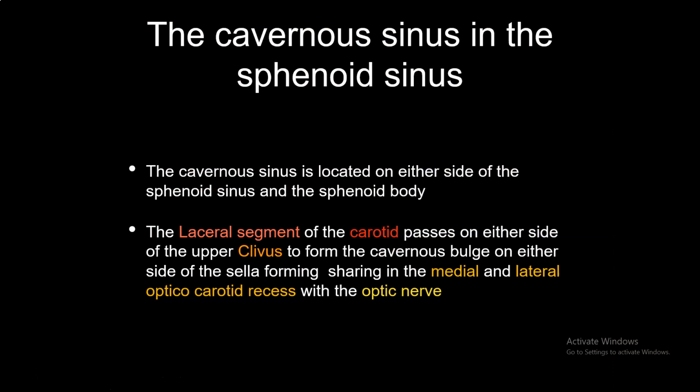Cavernous sinus in the sphenoid sinus. Cavernous sinus is located, if you look from inside, this is very important in transsphenoidal surgery, you'll find that it is located on either side of the sphenoid sinus and the sphenoid bone, and the lateral segment of the carotid, which passes above the foramen lacerum, but not through it, is present on either side of the upper clivus, upper third of the clivus, to form the cavernous bulge on either side of the sella, forming and sharing the medial and lateral opticocarotid recesses with the optic nerve.